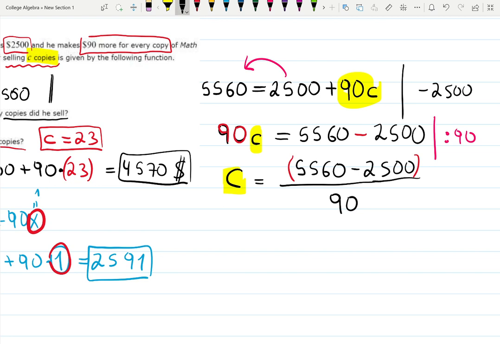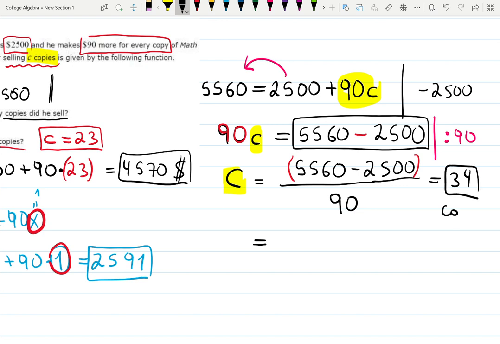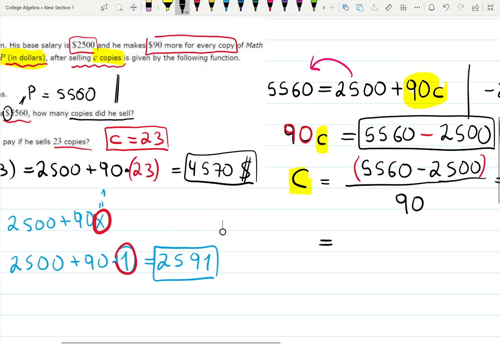Or you do it step by step. You can first calculate this piece over here, 5560 minus 2500, and then divide by 90. I do recommend you to do it step by step, not to mess up parentheses in your calculator. And the answer is 34 copies. Copies, not dollars anymore. So he sold 34 copies.